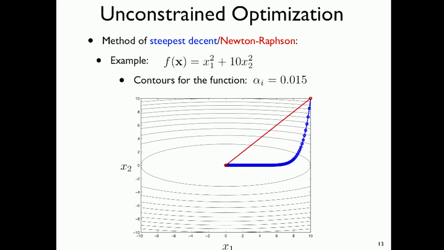So here's steepest descent with a fixed value of alpha. Newton-Raphson, one step for a quadratic function. Okay? And why is it one step?